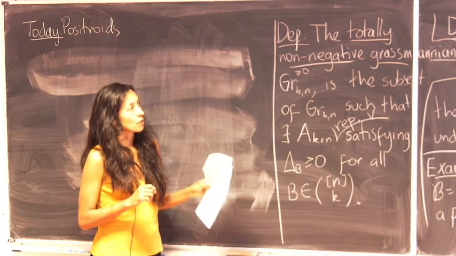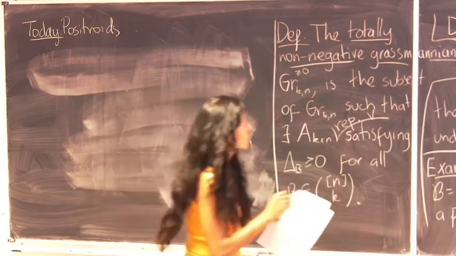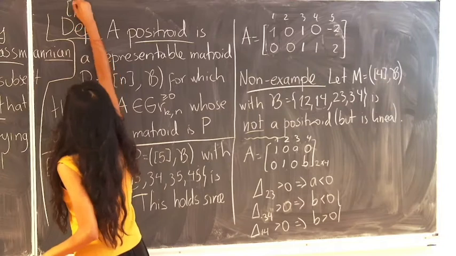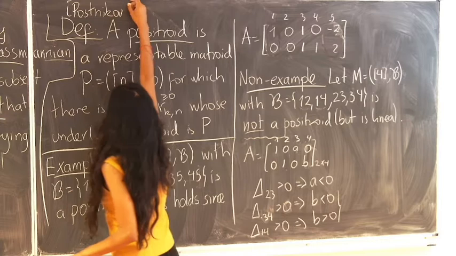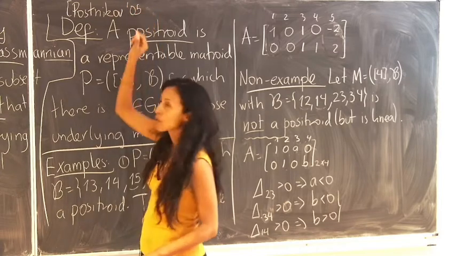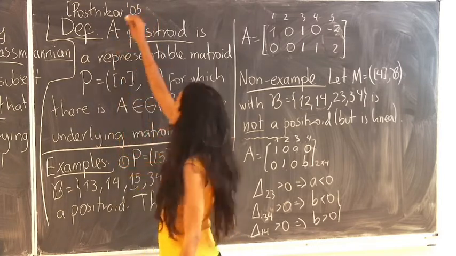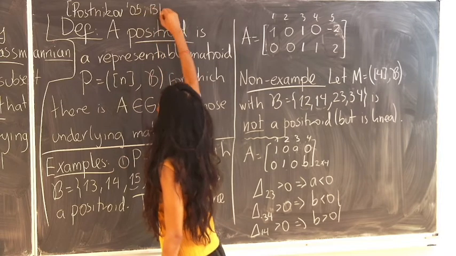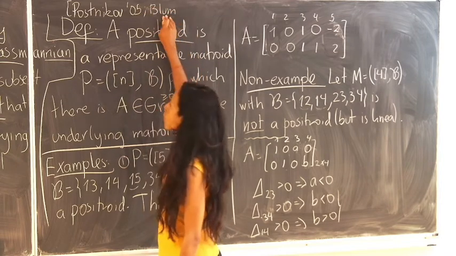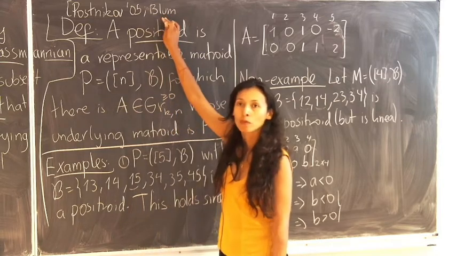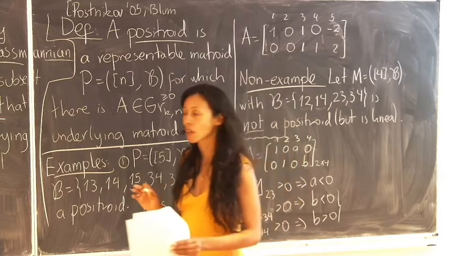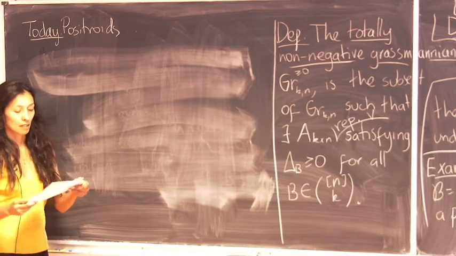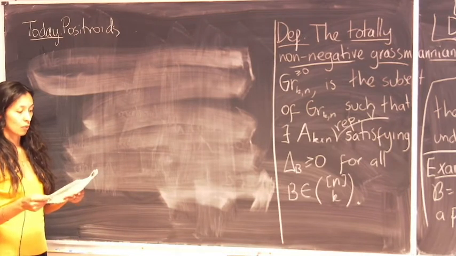So this definition is a definition, I should write here, Postnikov, about 2005 or something like that. But there is also an equivalent definition by Blum, although the way that he named them was not positroids but sortable matrices. So that was another name that is less known, but it's there as well.